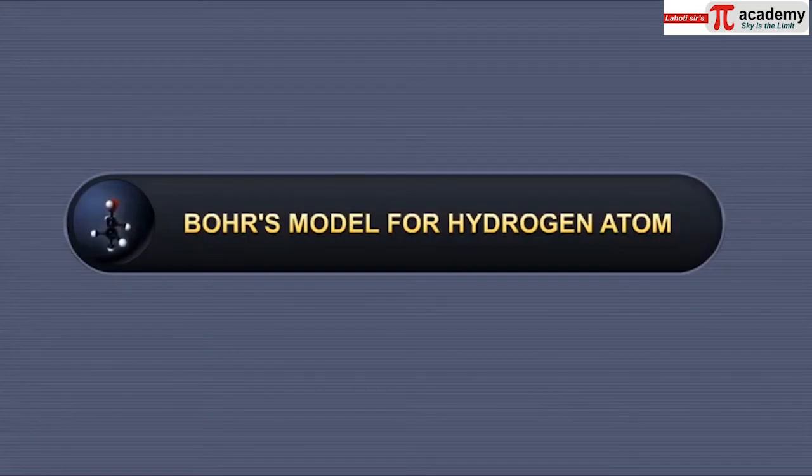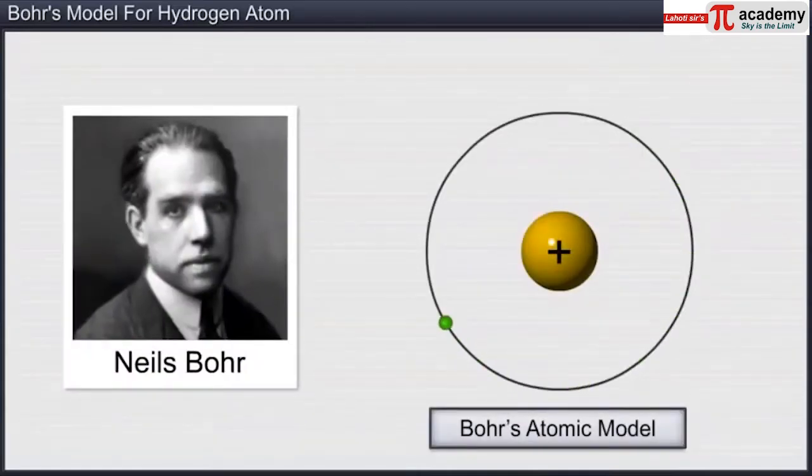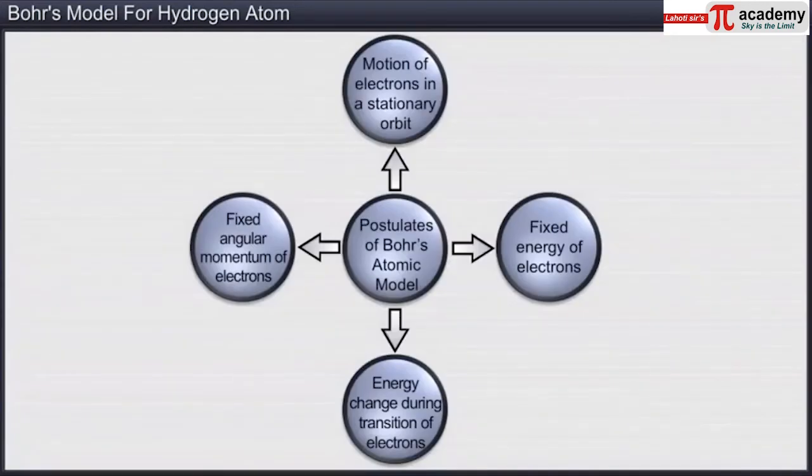In this module, you will learn about Bohr's model for the hydrogen atom. In 1913, Niels Bohr proposed an atomic model that quantitatively explained the features of the structure of the hydrogen atom and its spectrum. The postulates of it describe motion of electrons in a stationary orbit, fixed energy of electrons, energy change during transition of electrons, and fixed angular momentum of electrons.